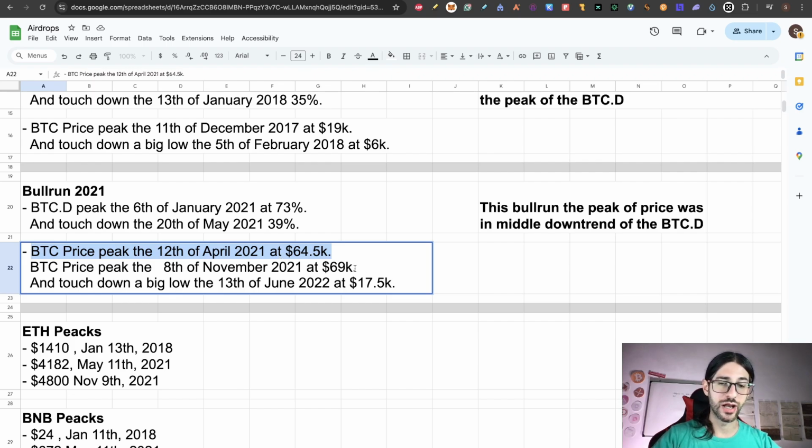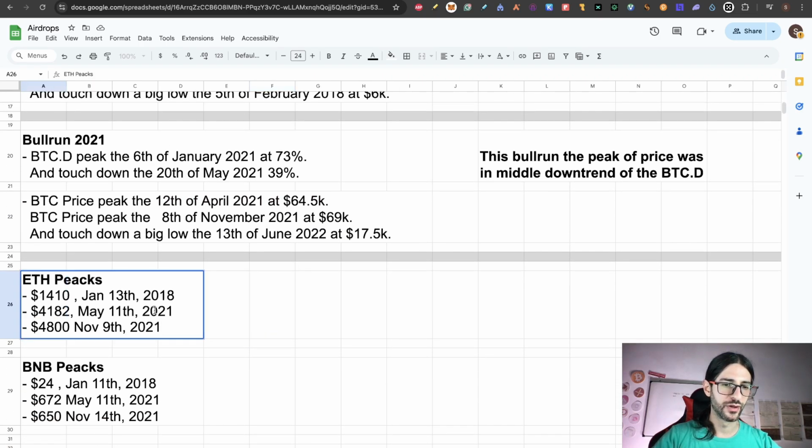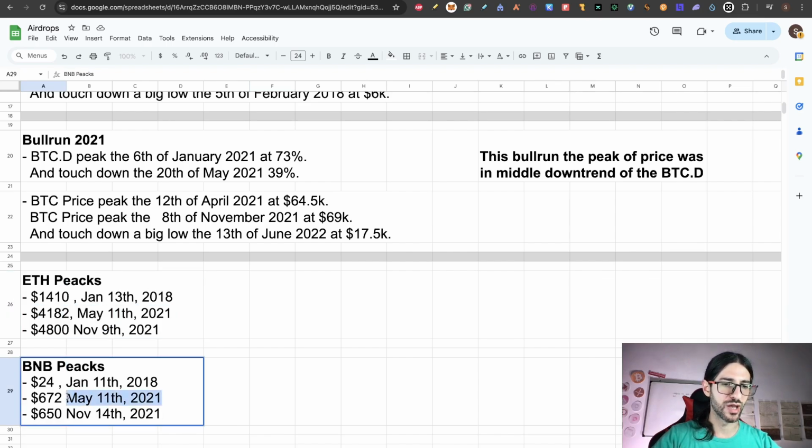If we have another double top, I don't care to miss this $5,000 if I can really predict this first peak. So at that point, this was the 12th of April, 64k, and in the case of Ethereum, you can see again the peak at that point, it was on May 11, and for BNB also was on May 11. So again, this was 1 month after the top of Bitcoin.